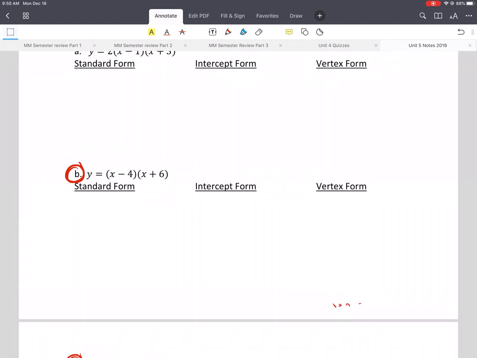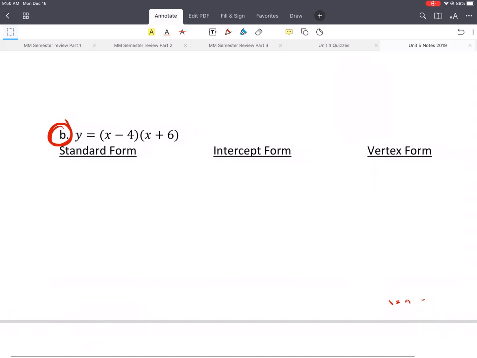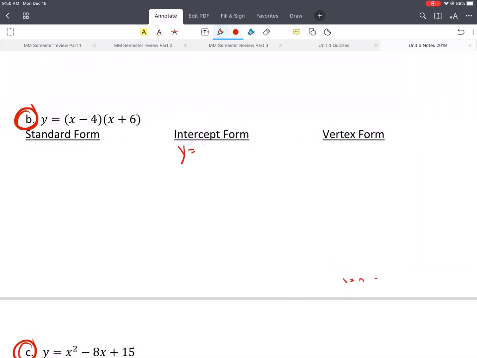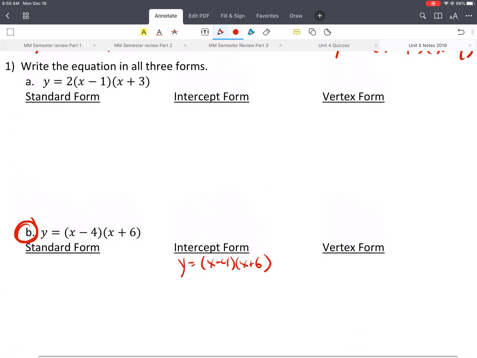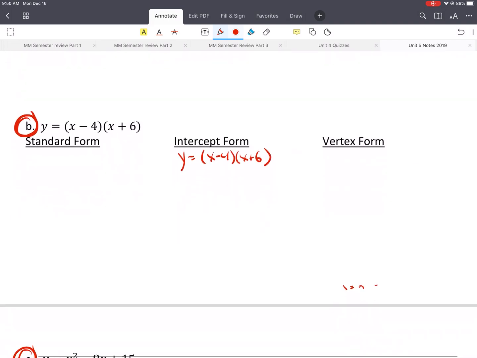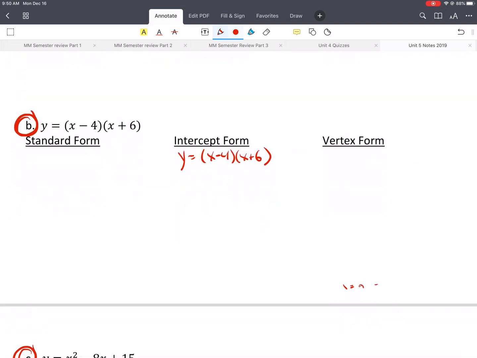Let's do B. All right, so what form is that? You may want to pause and see if you can do this by yourself. This would be intercept form. So we have y equals x minus 4 times x plus 6, and we want to switch it into the other two forms. If we follow our flow chart, from intercept form the only thing we can do is go to standard form. So here we'd need to distribute, FOIL, box method, whatever you'd like to do.